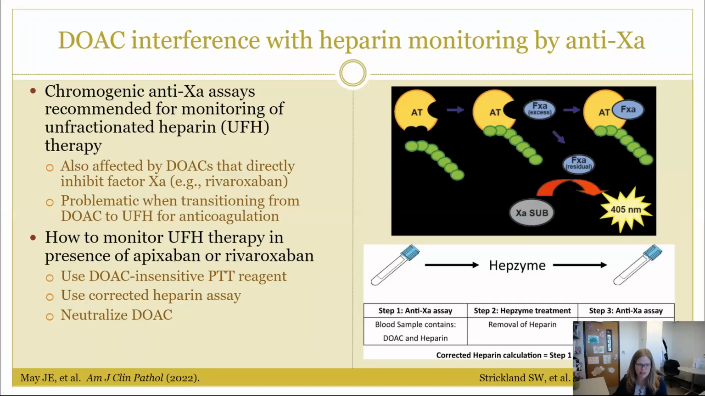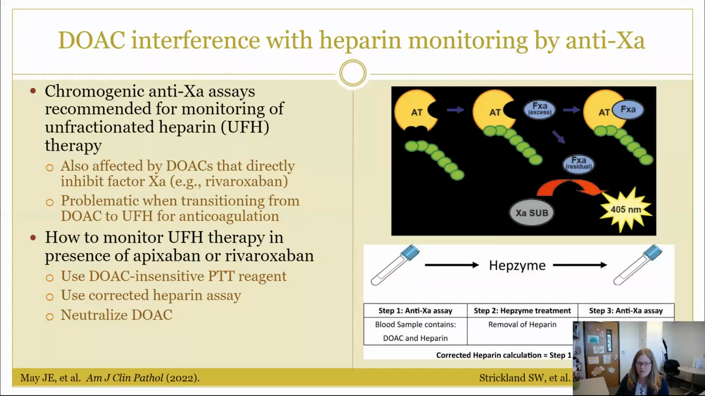So what to do if you're in this situation? You have a couple of options. You can use a DOAC insensitive PTT reagent. This again depends on the reagent, and you would still need to maintain the PTT-based heparin nomograms for adjusting unfractionated heparin dosing based on the PTT. Some laboratories have implemented something called a corrected heparin assay, which is shown here on the right.